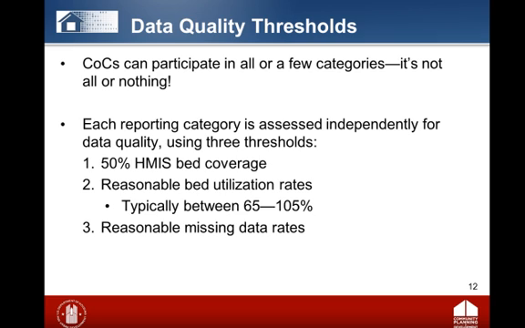This year, every question will show you the missing data rate for that question. Missing data rates above 5% may indicate data quality issues, and COCs are encouraged to provide complete data for the AHAR.